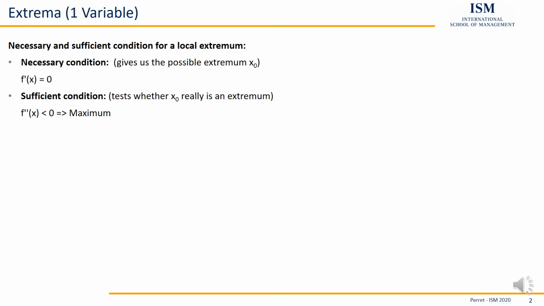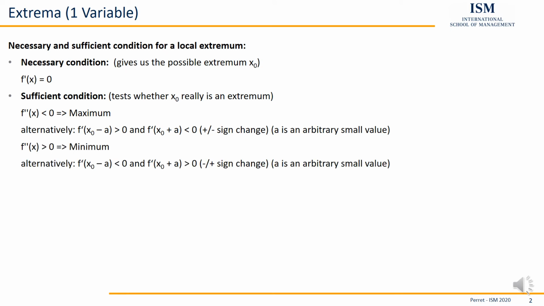The easiest way: get the second derivative, insert the potential extremum from the necessary condition, and check whether the result is negative or positive. If it's strictly negative, it's a maximum. If it's strictly positive, it's a minimum. If it's zero, we actually cannot say anything about this, so we don't know whether this is a maximum, minimum, or saddle point. So a second derivative equal to zero does not necessarily signify a saddle point. It could also be a maximum or minimum.